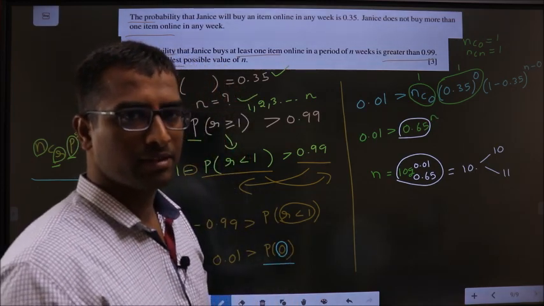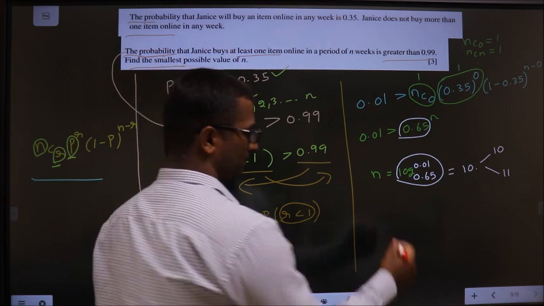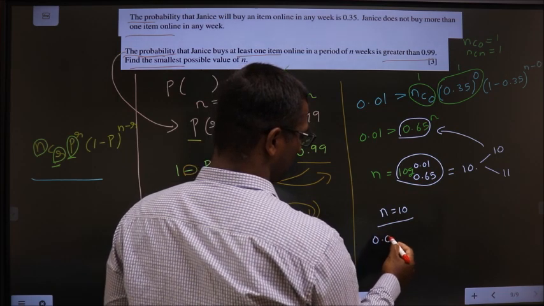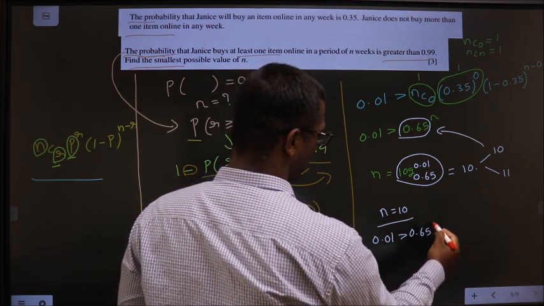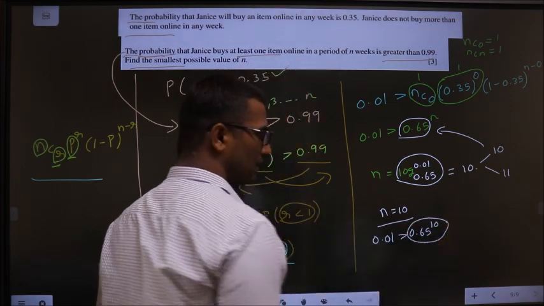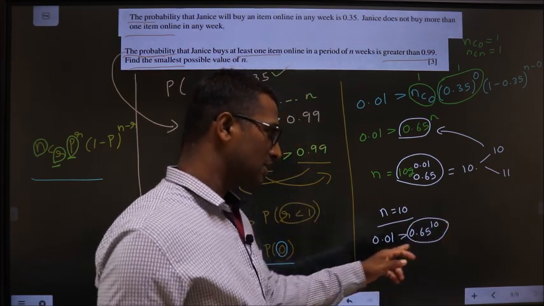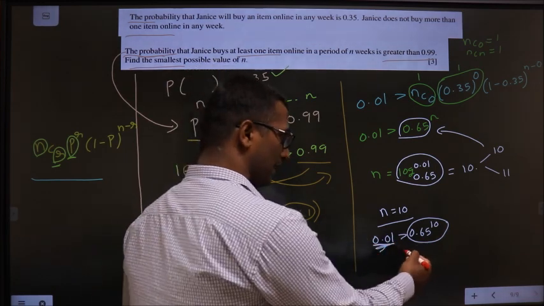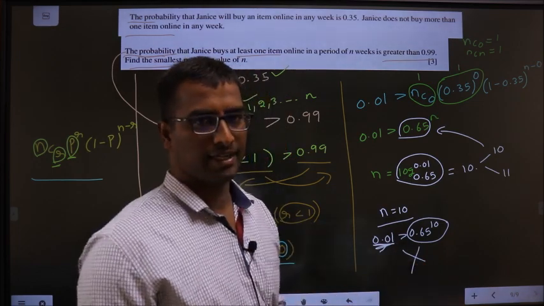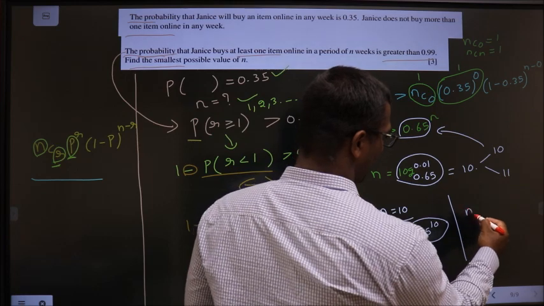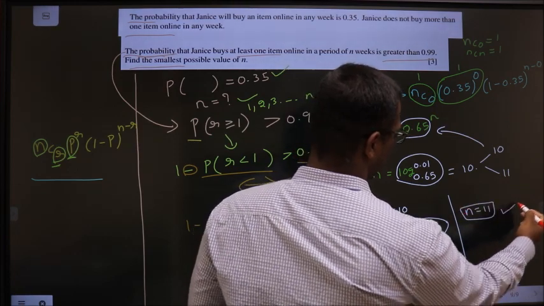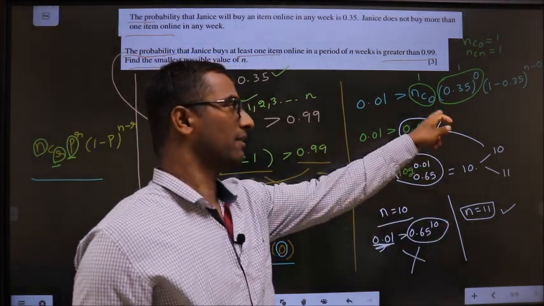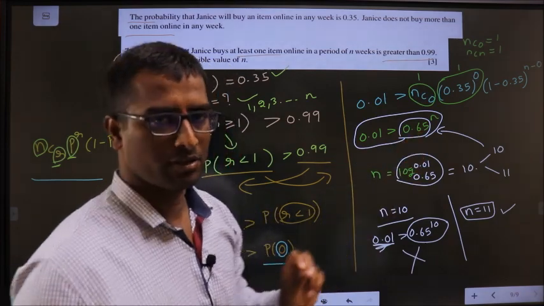And how do you decide it? By replacing it in the inequality. Let us say n equal to 10. Replace it in this. 0.01 greater than 0.65 power 10. Now put this in the calculator and check whether this value you are getting less than this or not. So here it's not coming. So n equal to 10, you reject it. When 10 is rejected, you accept n equal to 11. So this is the answer. If you wish to confirm, replace n equal to 11 in this, the inequality will be satisfied. Okay, is it clear?